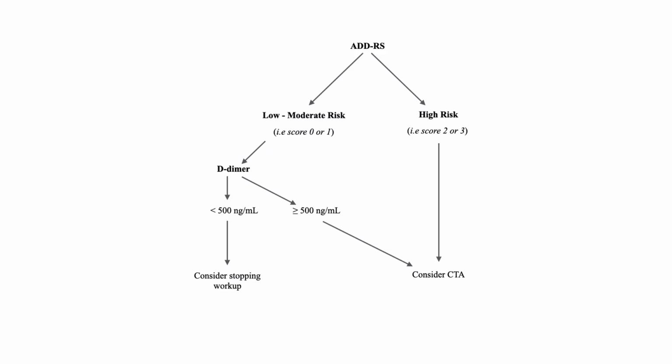Okay, so the ADvISED trial, here we have either you have 0 or 1, and you become a low to moderate risk, and the D-dimer will then decide whether or not you need a CT scan or not. If you have a high risk score, meaning 2 or more, then you will go on to the CT scan no matter what. That is the usual way of doing this before this trial.